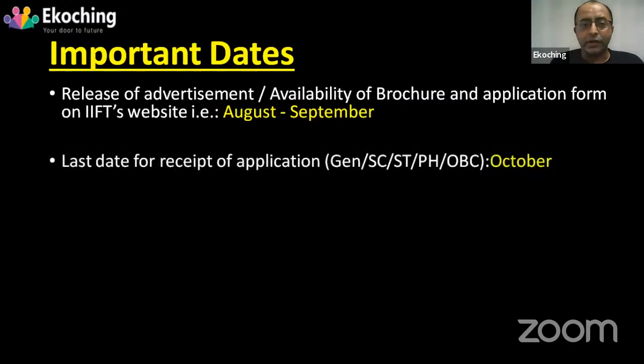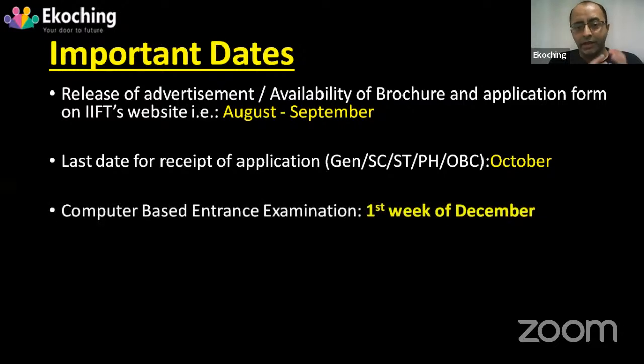नोटिफिकेशन देखा जाए तो IIFT का जनरली अगस्त सितंबर में रिलीज होता है as soon as the CAT exams declare the notification, or just before the CAT examination they come up with the notification of IIFT exams. Last date of receipt will be somewhere in October for all the categories. It will be conducted in the first week of December. Normally IIFT first week of December में conduct होता है as soon as the CAT is over.